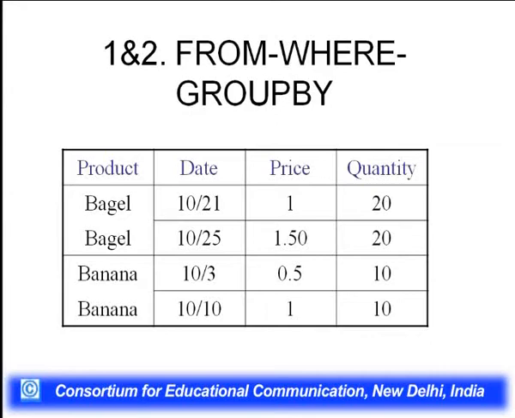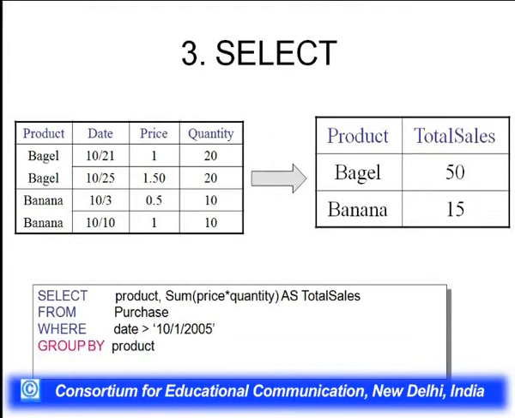Then you see the table data has been grouped according to the product, because in the group by clause we had said group by product. After the where clause has been executed and the grouping has been done, the select statement is going to work. So in the third part of this command, you see that the select clause is working.